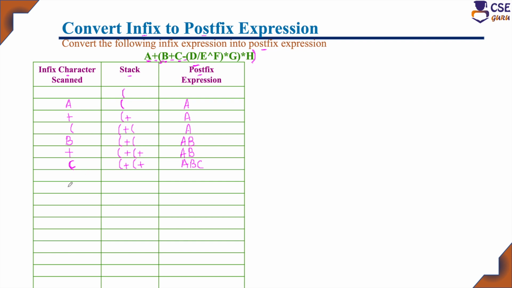And then the minus operator. This is an incoming operator. You need to check the top element of the stack. The top element of the stack is a plus operator. So for both a higher precedence operator or an equal precedence operator, you have to pop the top element operator in the stack and place it in the postfix expression. So the postfix expression is A, B, C plus, and the stack content is open parenthesis plus open parenthesis. Now you can push this minus operator into the stack. Are you able to understand?